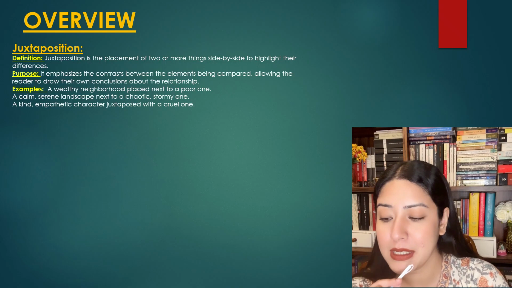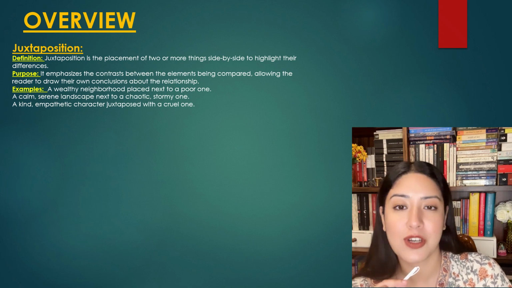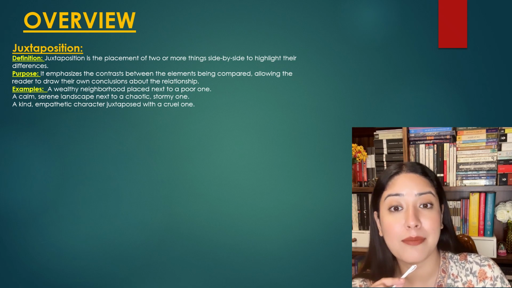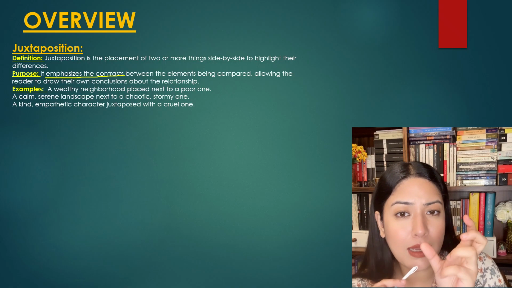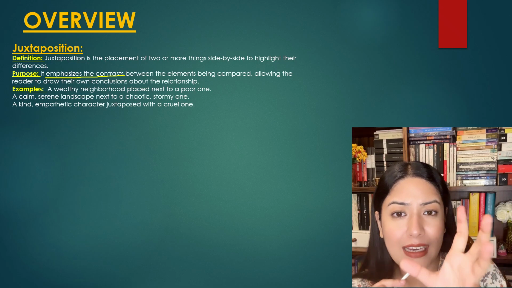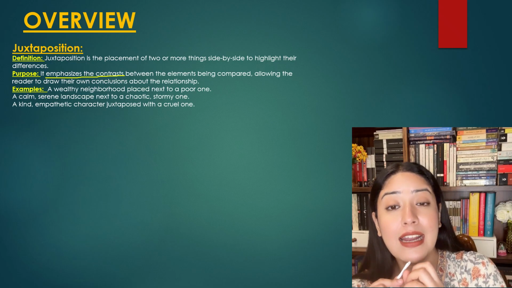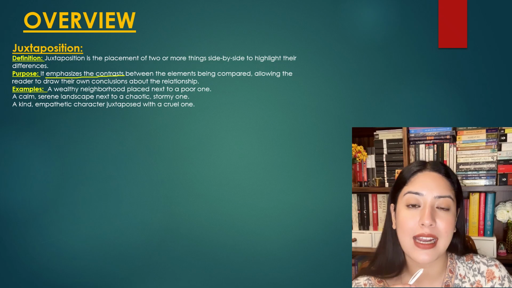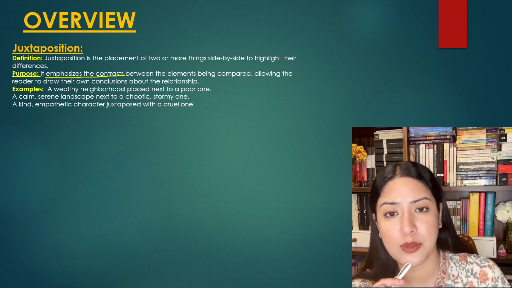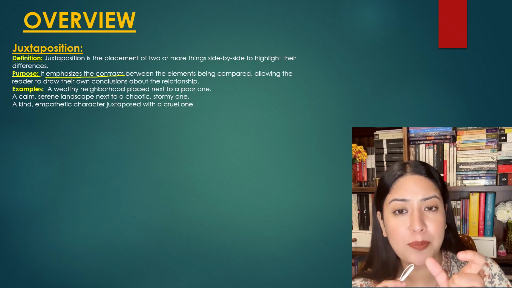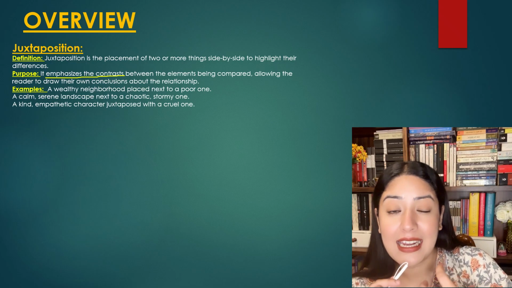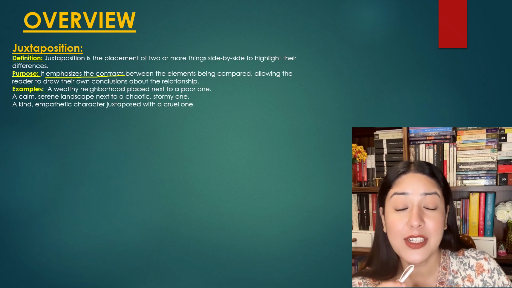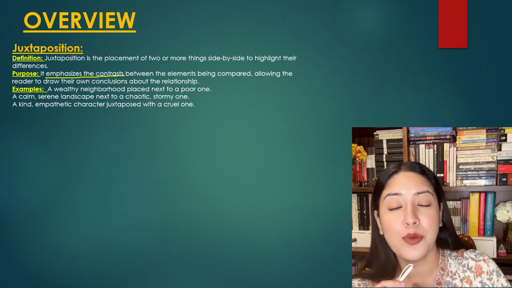So what is the purpose? It emphasizes the contrast between the elements being juxtaposed. You're placing some kind of idea or a picture or a line in such a way that it highlights the contrast. When you say, I'm giving my friend a bittersweet goodbye, you're placing bitter and sweet together. It highlights the gravity of the situation, that you love this person so much and you will meet this person again. It's a bittersweet goodbye.